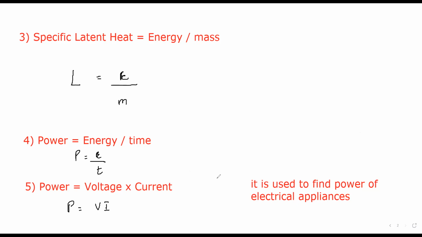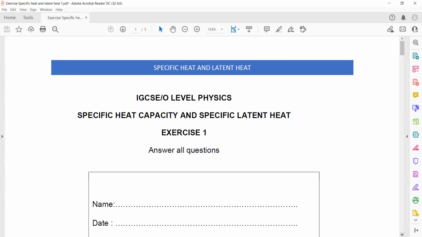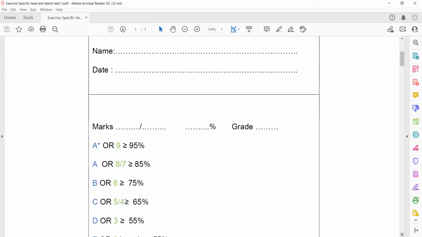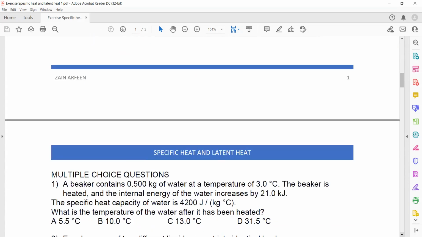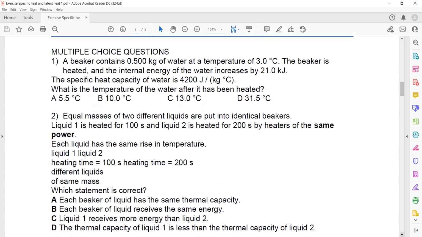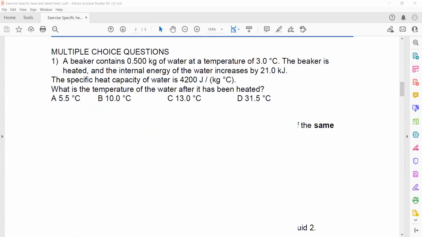Now we'll start questions related to the topic, which is specific heat capacity and latent heat. In the first exercise there are MCQs, and in the second exercise there are structured questions. Most of these questions, even the MCQs, are numerical, so you have to solve them to get the final answer. In the question, a beaker contains 0.05 kilogram of water. So we have the mass of the water.